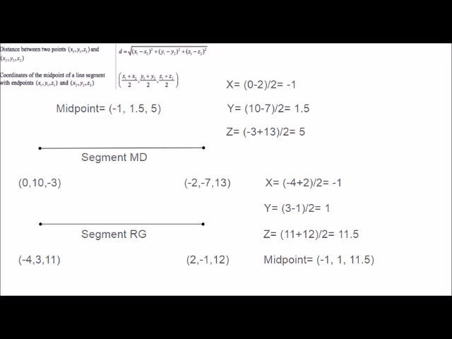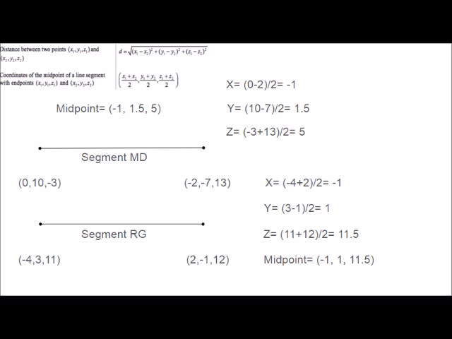And lastly we do the same thing for z. So we have -3 plus 13 divided by 2, which equals 5. So when you put all those together, you have a midpoint of segment MD at (-1, 1.5, 5). So that's segment MD. Now for RG, the x-coordinates of R are -4 and the x-coordinate of G is 2.